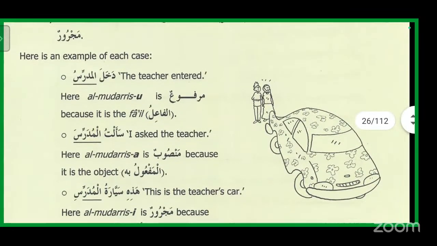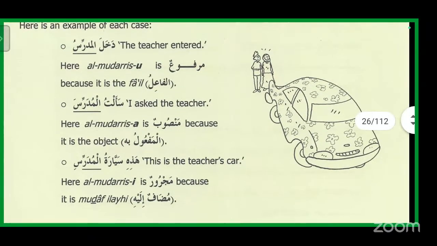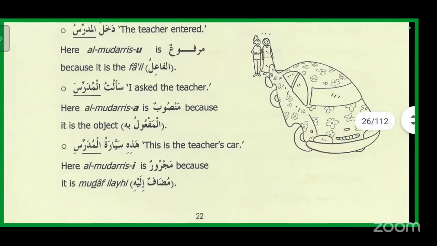Dakalal Mudarrisu, the teacher entered. Here al-mudarrisu is marfu'un because it is the fa'il, al-fa'ilu. Sa'altul mudarrisa, I asked the teacher. Here al-mudarrisa is mansubun because it is the object, al-maf'ulu bihi. This is the teacher's car. Here al-mudarrisi is majrurun because it is mudaf ilayhi.